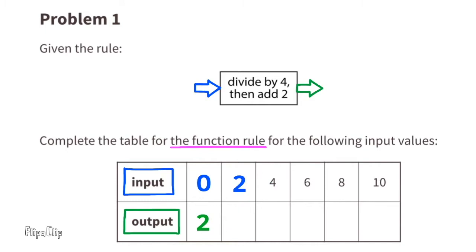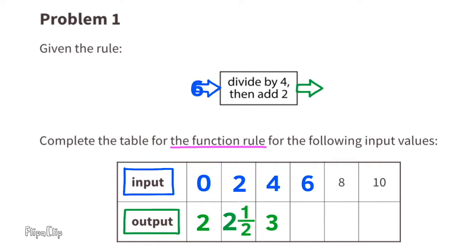Now the input is 2. Let's put a 2 inside. 2 divided by 4 equals 2/4 or 1/2. Then add 2. 1/2 plus 2 is 2.5. A 2 goes in and a 2.5 comes out. 4 divided by 4 is 1. 1 plus 2 is 3.